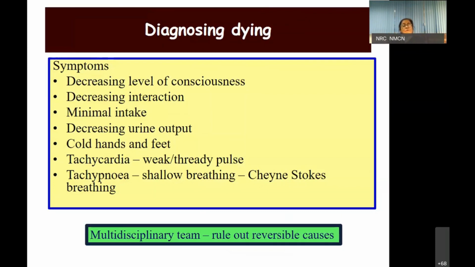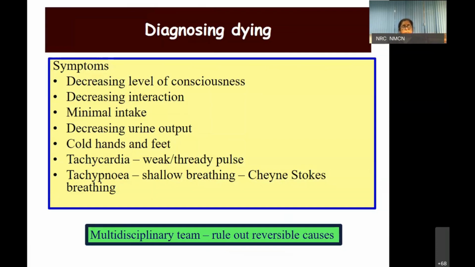Hands and feet become cold and clammy. Tachycardia, the pulse becomes weak or thready. The breathing becomes shallow. At this juncture, through the help of your colleagues in the multidisciplinary team, first thing first, you rule out any reversible causes.